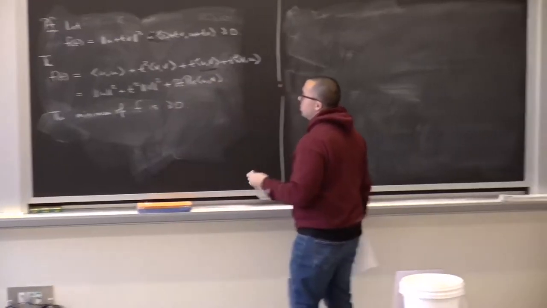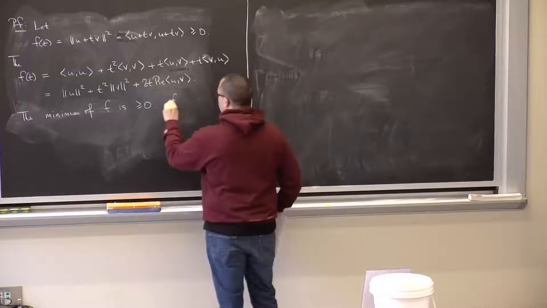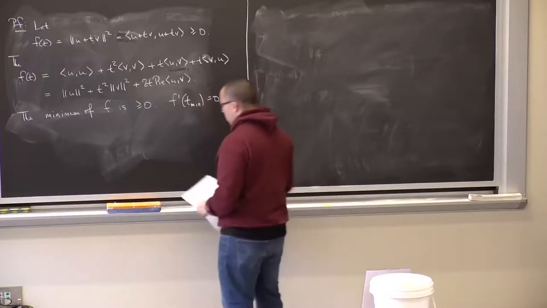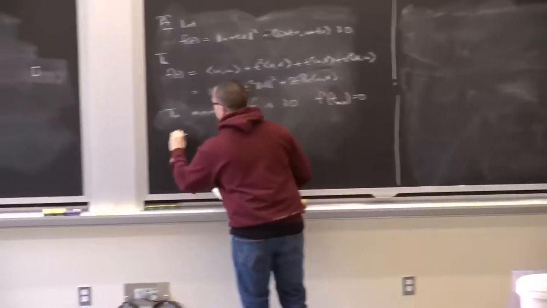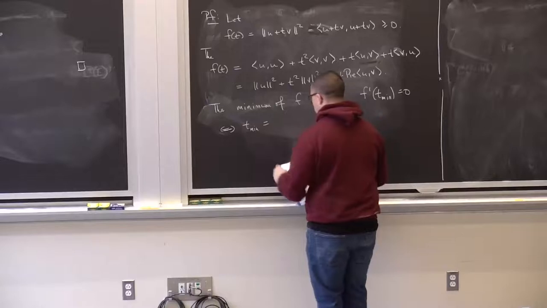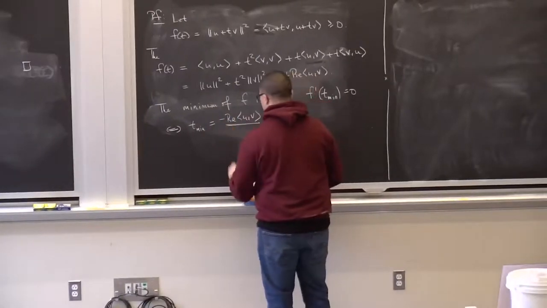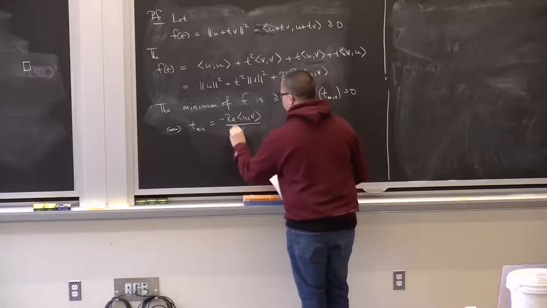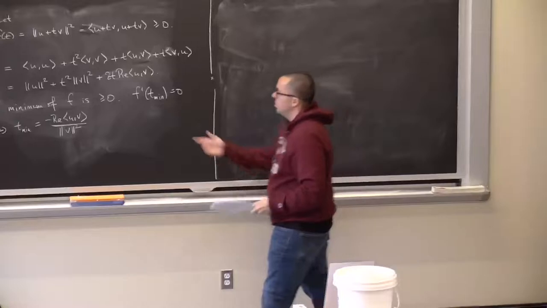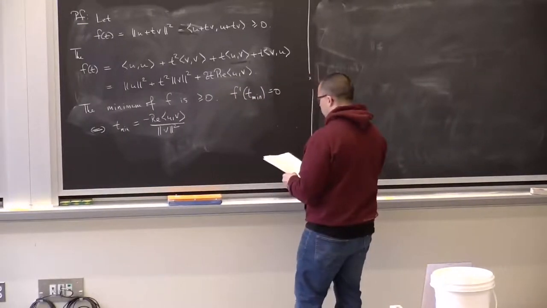Now, where does this minimum occur? It occurs where the derivative is equal to 0. Now, f prime of t min equals 0 if and only if t min is equal to minus the real part. So I will leave this calculus to you. I mean, this is just a polynomial. Take the derivative with respect to t and solve for when that's equal to 0.